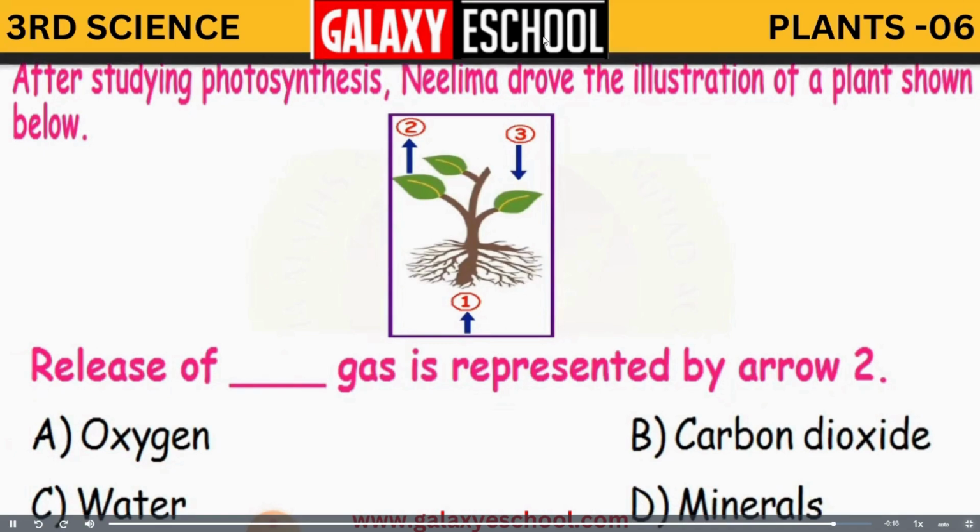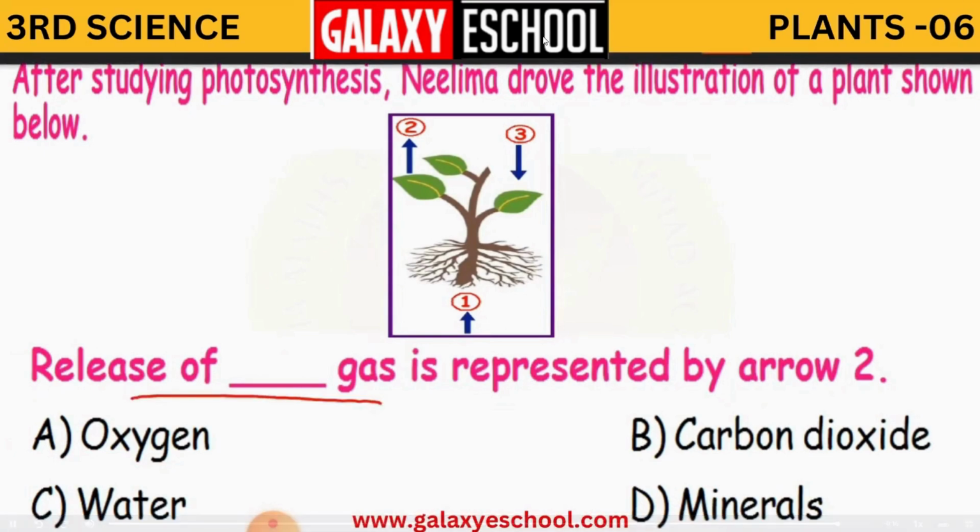Release of dash gas is represented by arrow 2. Where is arrow 2? Here. So this arrow is towards the upside. In the sense the plant is releasing the gas. What is that gas?